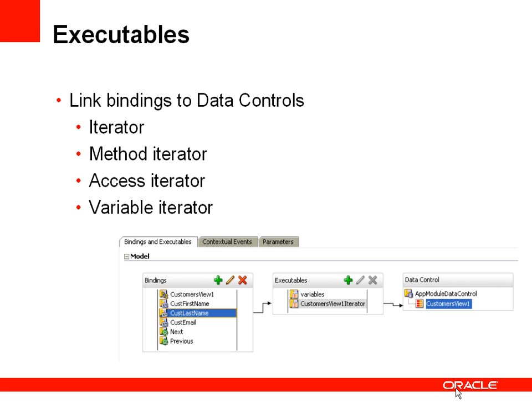There are actually different types of these executables, and most times it will be an iterator, which is just iterating over a collection of data, but you can also have what's called a method iterator, which would iterate over a collection that was returned from a method.